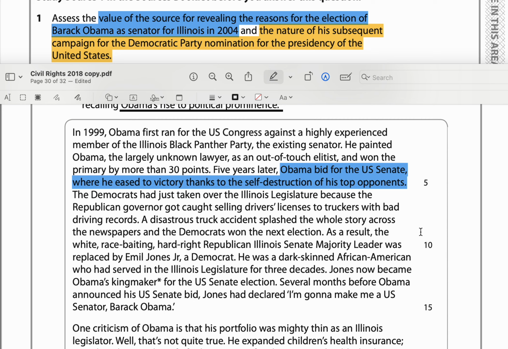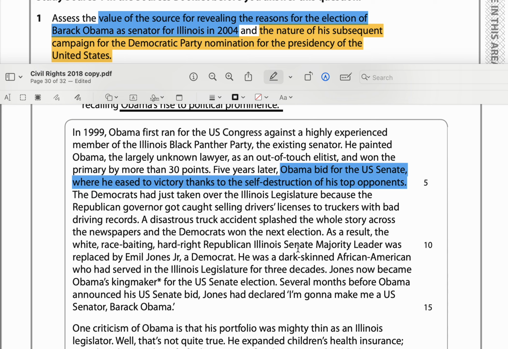So you could use that and you could quote that and then say, the inference here is that Obama's success was because of others' failures. And you could talk about, for example, the person he was up against in 2004, Alan Keyes, who was not successful. So that would be a useful one for the first inquiry.